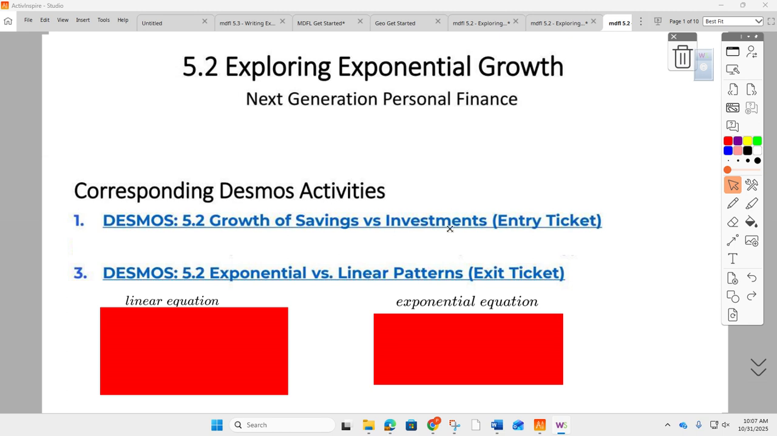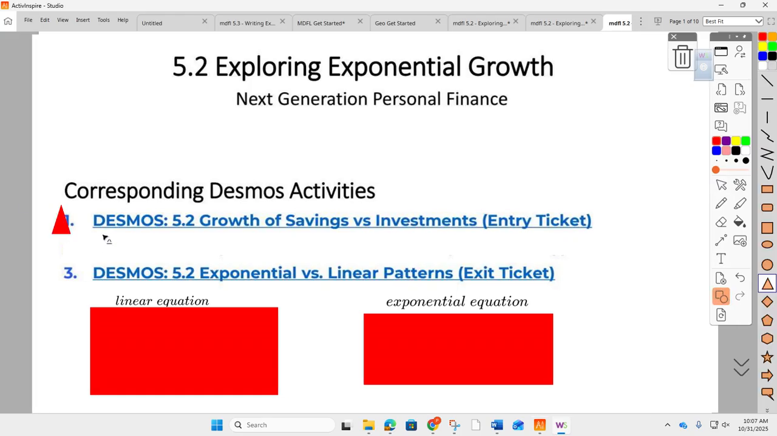Go ahead and get started. I had you down for an entry ticket, but we don't really have time for that, so I'm not going to assign that. We will have an exit ticket, but it's not until Monday. Your only assignment today would be the worksheet that you picked up with your notes.